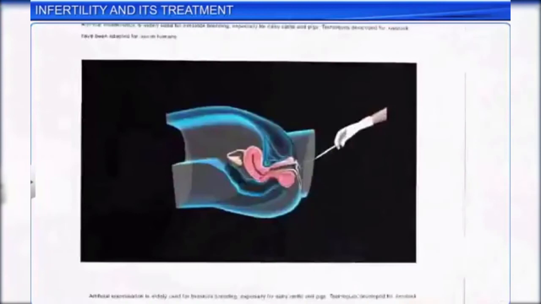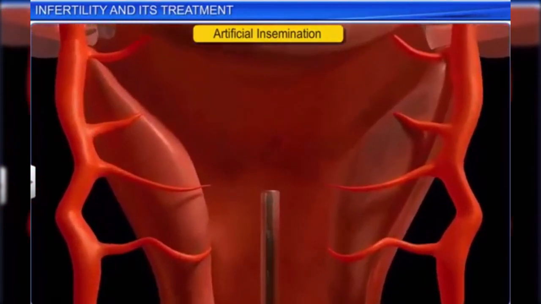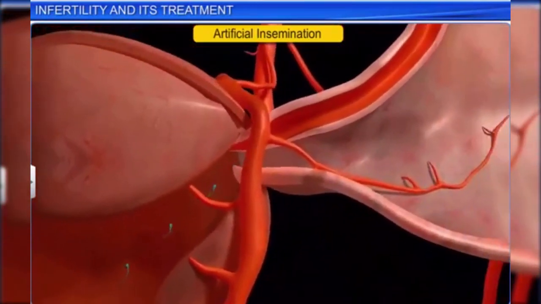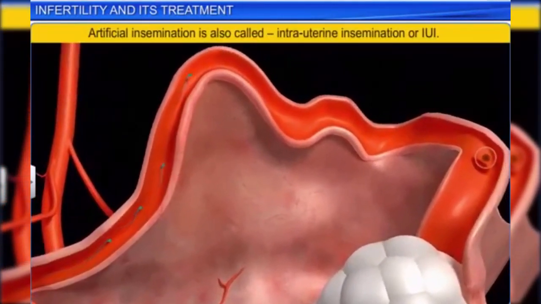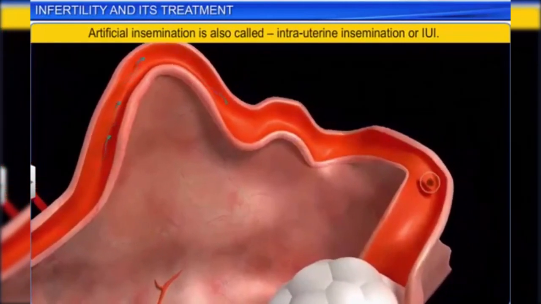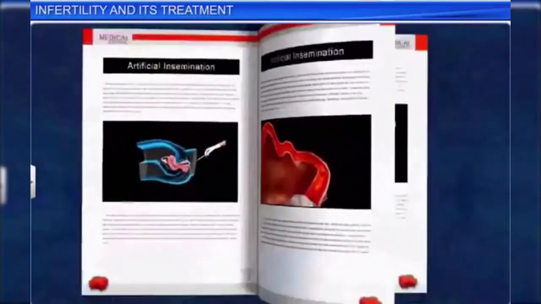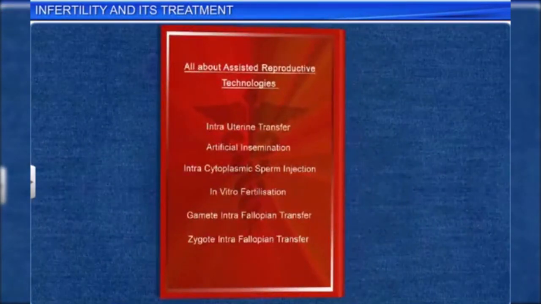Apart from ICSI, artificial insemination is another option in which semen, collected from either the male partner or a donor, is introduced into the vagina or uterus by inserting a catheter. Hence, artificial insemination is also called intrauterine insemination or IUI. Artificial insemination, as well as other ARTs, are helping infertile couples realize their dream of becoming parents. However, one should remember that these methods are expensive as they require highly qualified doctors as well as expensive instruments.